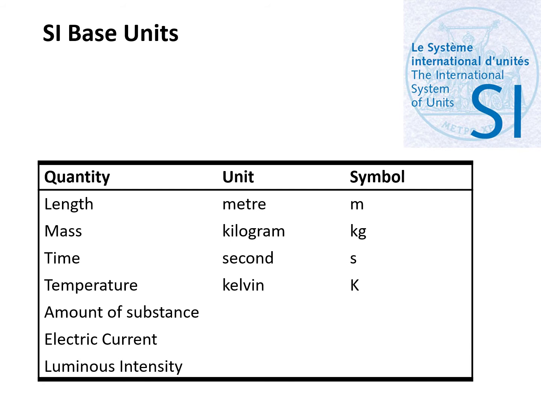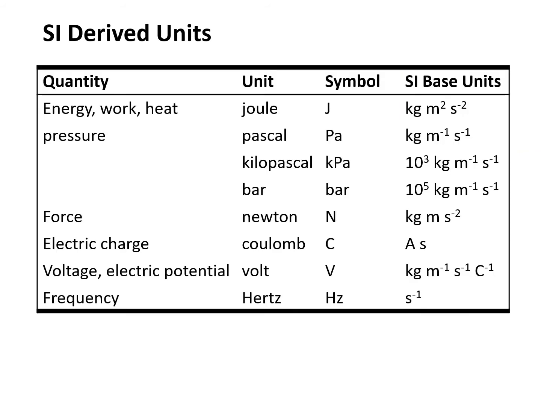Now this differs from the more commonly used metric but non-SI unit, degrees Celsius. The SI unit for the amount of substance is the mole. The SI unit for current is the ampere, and the SI unit for luminous intensity is the candela. The SI base units are used to define all of the other SI units that we commonly use.